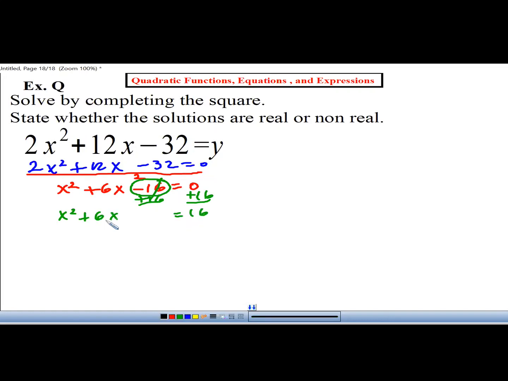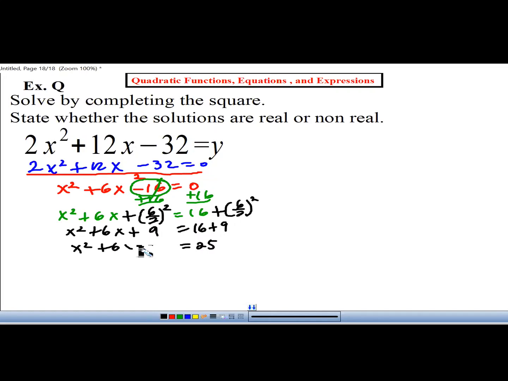Step 4, let's complete the square. How do I complete the square here? Well, I add 6 over 2 squared to each side. So x squared plus 6x plus 9 equals 16 plus 9. The right side you can simplify to 25. The left side is x squared plus 6x plus 9.